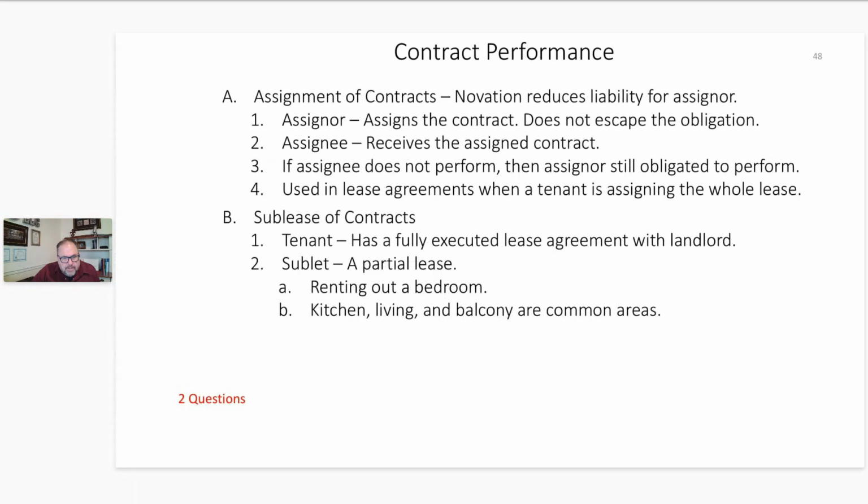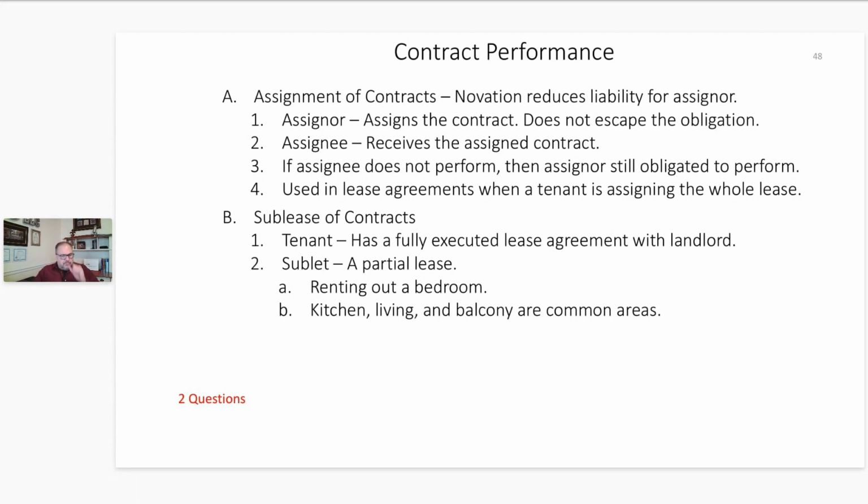All right. Contract performance. Two questions. Again, we're still staying in contracts. An assignor and an assignee. These are when contracts are assigned. You say, John, can you assign a contract? Yeah, absolutely you can. It's done every day. Let's take, for example, a lease. If I'm leasing property, right? I'm the tenant. I got a year contract, a year lease with the landlord.